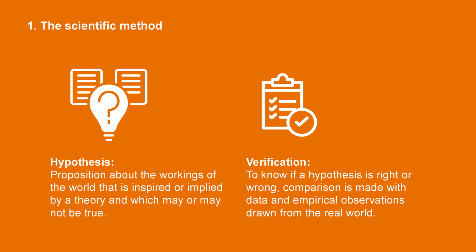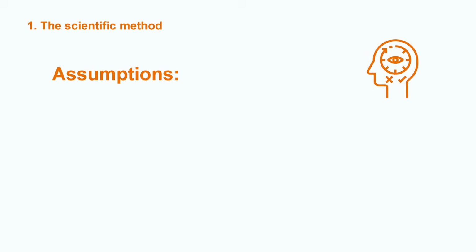To know if a hypothesis is right or wrong, comparison is made with data and empirical observations drawn from the real world. But we know that some things are impossible to recreate. And that is when we test hypotheses in economics. We have the possibility of some of the variables affecting a result. So, how do we manage that? Here is where we use assumptions.